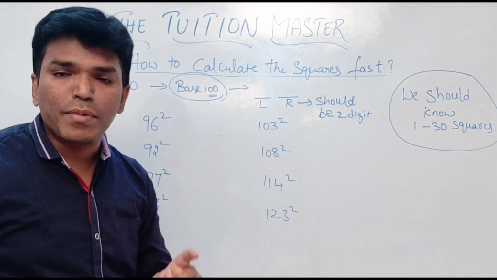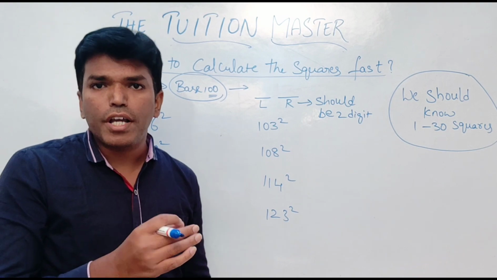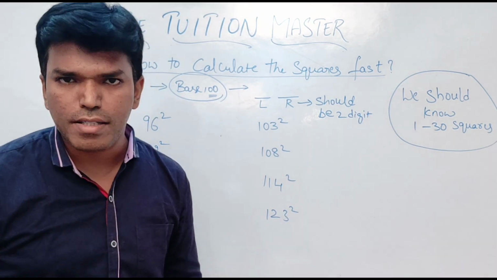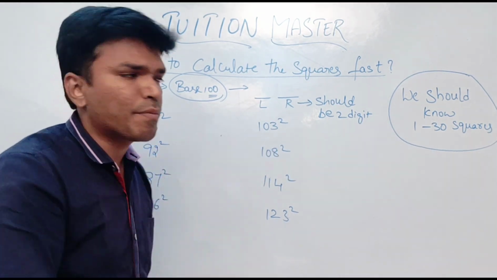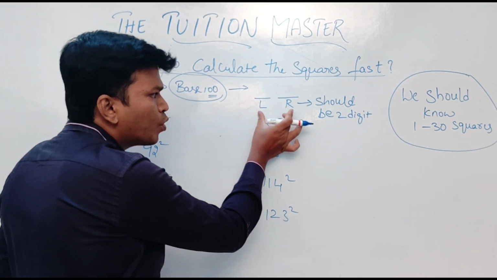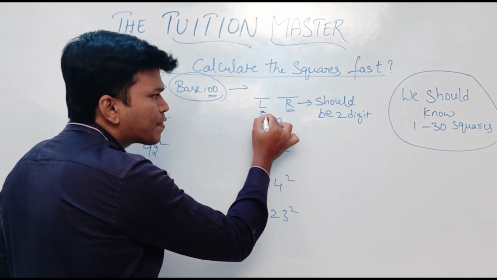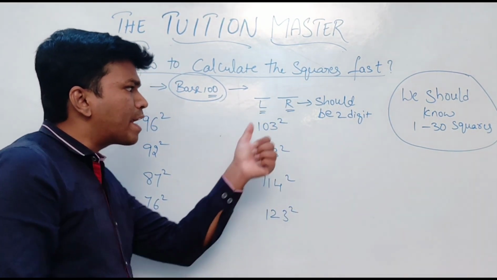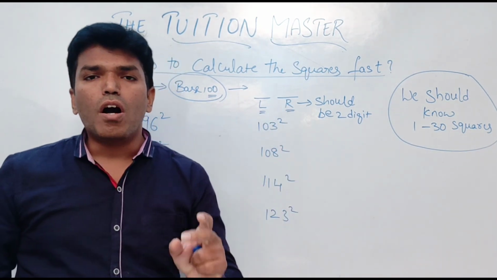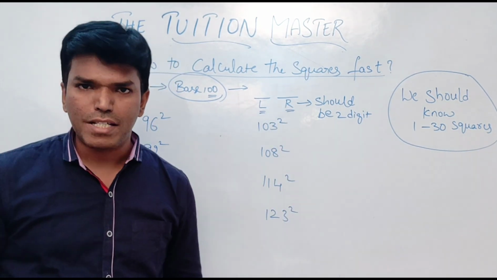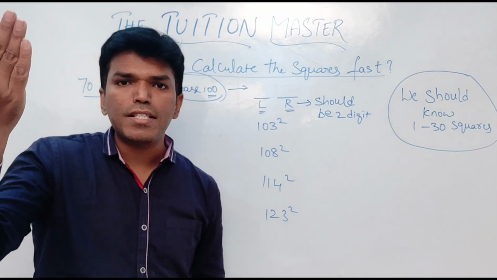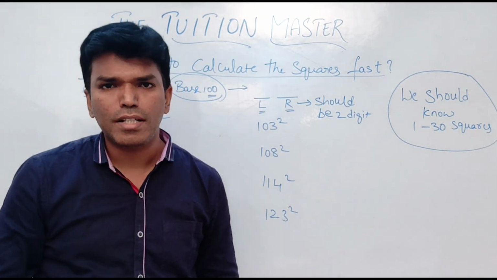At the same time, my answer should consist of two parts: the right side part and the left side part. My answer is going to have two parts. And remember, my right side part of the answer should always be in the 2-digit format. It should not be more than 2 digits. It should not be less than 2 digits.